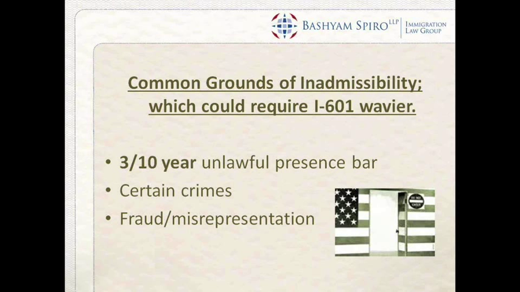I'm going to talk to you about the most common types of grounds of inadmissibility that we see here in our practice. The first one is the 3 and 10 year unlawful presence bar. So what this means is when someone enters the country, say as a visitor, and then they overstay their immigration status for a certain amount of time, if they depart the United States and then re-enter the country, they could trigger a 3 or 10 year bar.